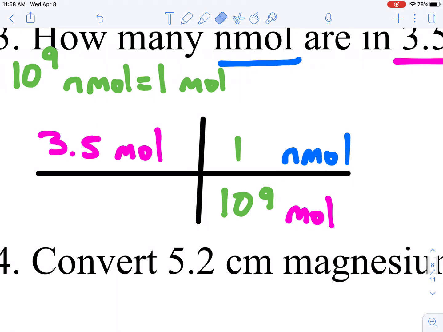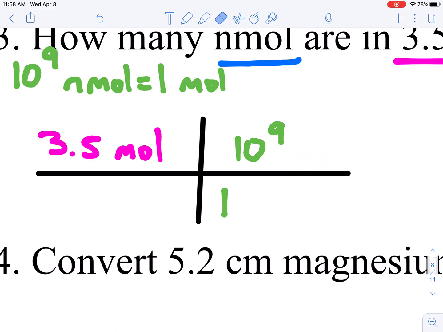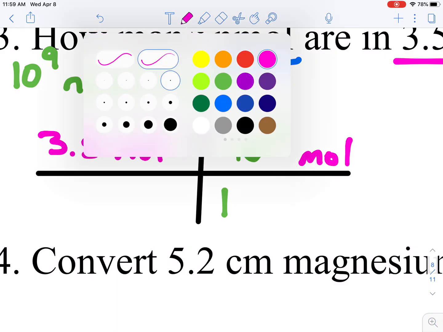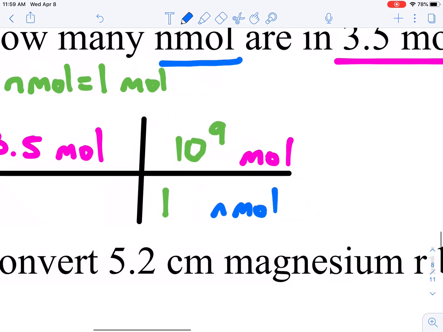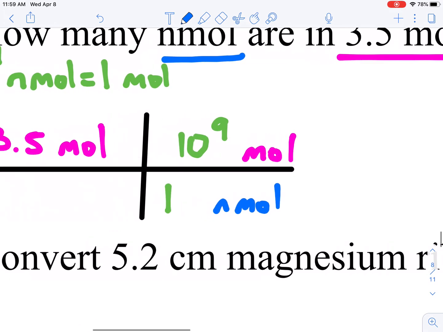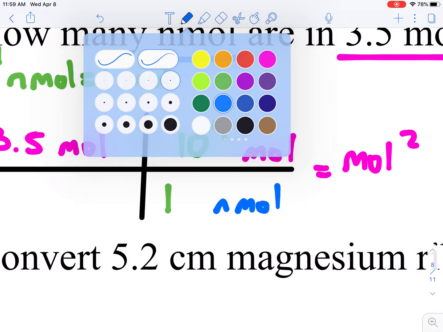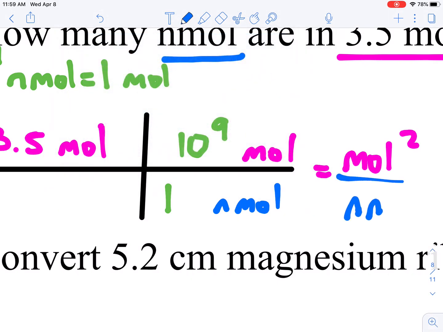So we might get tricky and say, well, I need to flip those around, don't I? Let's flip everything. We're going to put 10 to the 9th on top, and our 1 on the bottom, and let's flip these while we're at it. We're going to put moles on top and nanomoles on the bottom. And that doesn't work either, does it? Because if you do that, look at what your units are going to turn out to be. You're going to have moles times moles on the top. Your units are going to be moles squared over nanomoles, which is not what we want. Nothing's canceling out, so that's not ideal either.